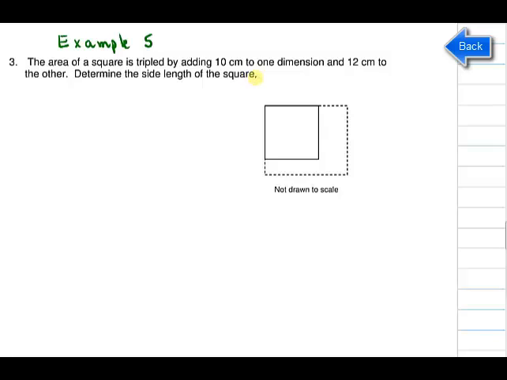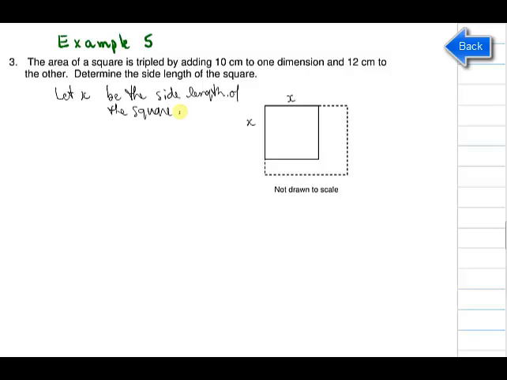Okay, so here's our square. We don't know what the side length of that is, so I'm going to call it x. Okay, so I'm going to let x be the side length of the square.